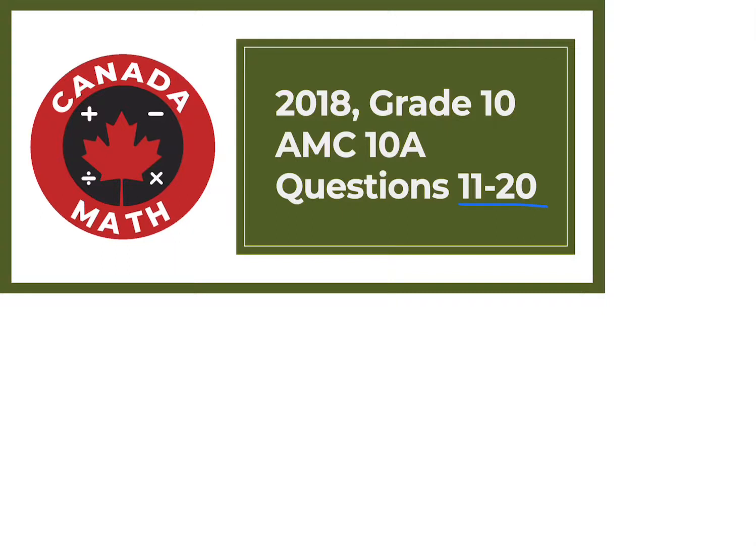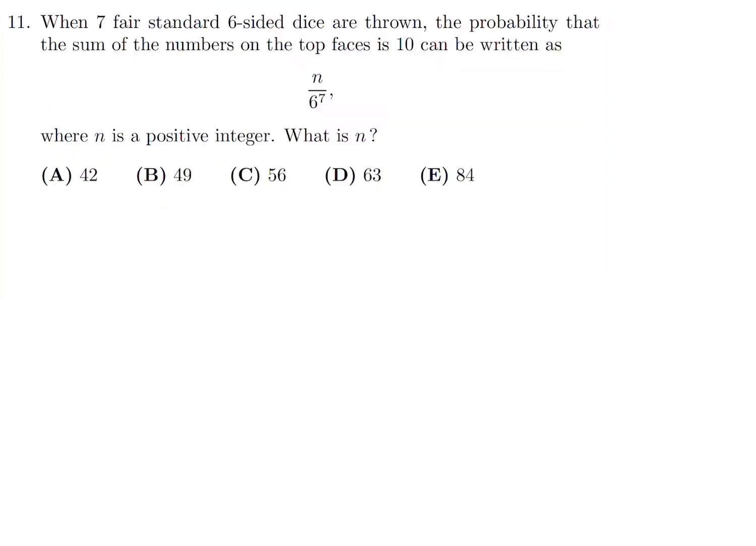Questions 11 through 20 on the 2018 Grade 10 AMC 10A. When 7 fair standard 6-sided dice are thrown, the probability that the sum of the numbers on the top faces is 10 can be written as n over 6 to the power of 7, where n is a positive integer. What is n? We have 7 dice: 1, 2, 3, 4, 5, 6, 7.